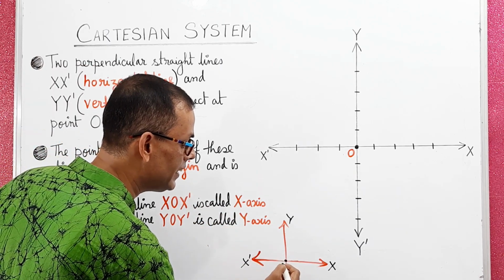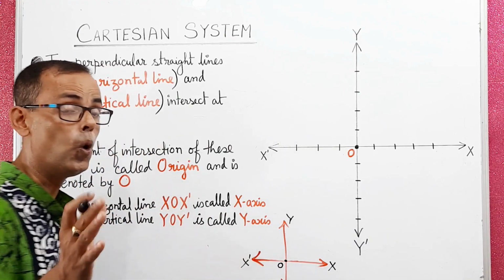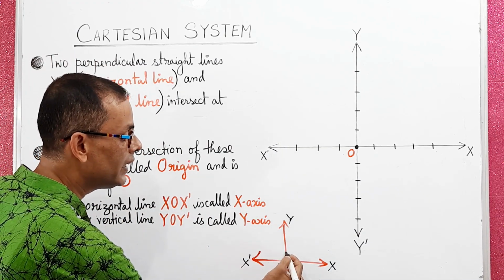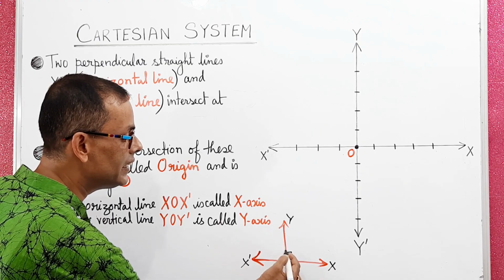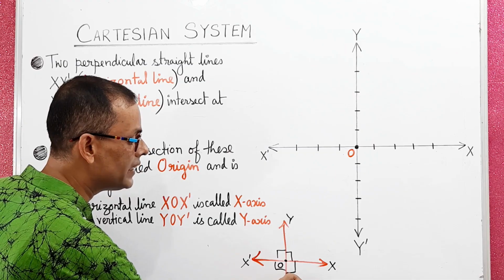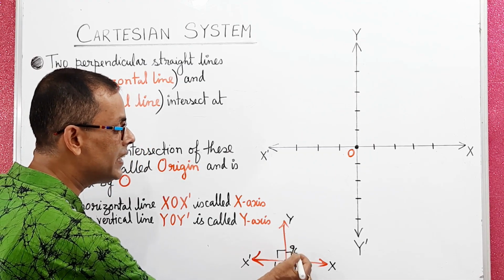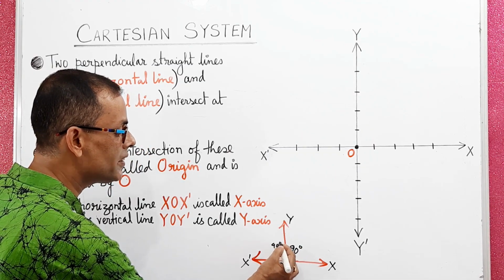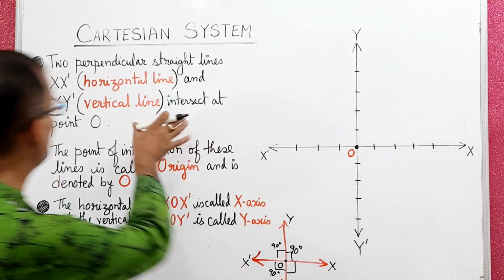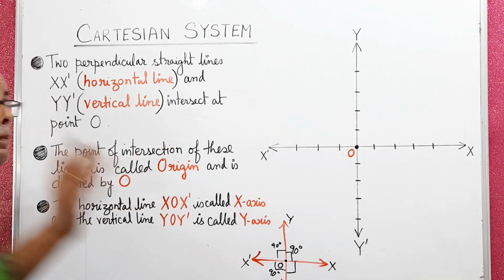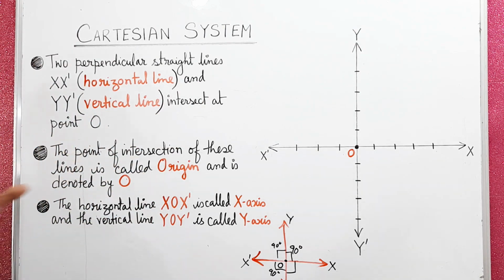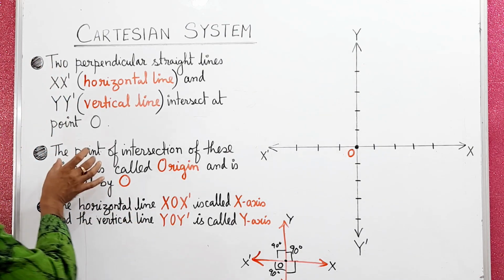Here they are intersecting, and that point is called O. At this point O, you can see they are making 90 degrees. This side also 90 degrees, this side also 90 degrees, here also 90 degrees. In all these corners it is making 90 degrees. Since it is making 90 degrees, that's why we say they are perpendicular straight lines.